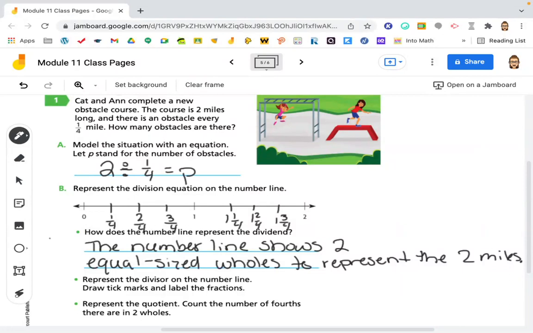So then represent the quotient. Count the number of fourths there are in 2 wholes. So there's 1, 2, I guess I should do this. 1, 2, 3, 4, 5, 6, 7, 8. So that would be 8 obstacles.